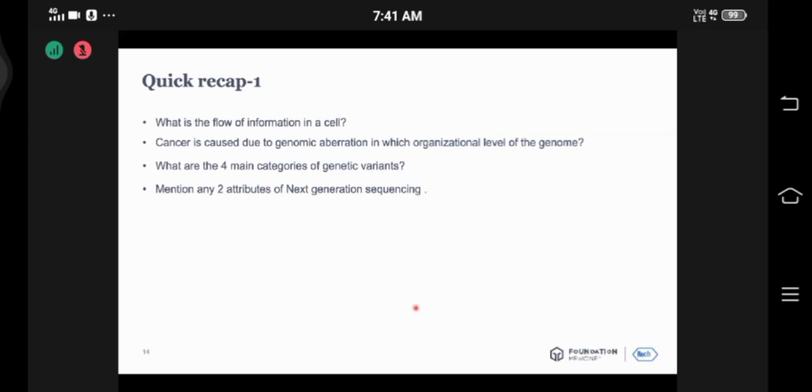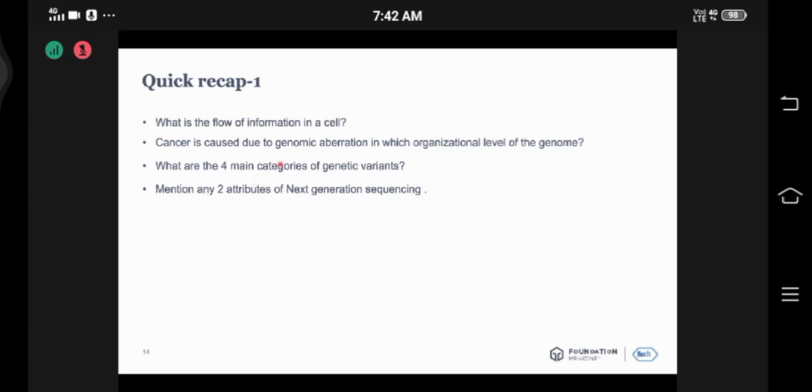So just to recap the basics so far, we all know the flow of information in a cell: DNA, RNA, proteins. These proteins act in the pathways for the normal homeostasis of any cell. So cancer is nothing but a disease caused by genomic aberration in which the organizational level of the genome is altered at multiple levels. It could be at the level of DNA, RNA, the level at which the proteins are made, and it could also be at the level of epigenetics, which we haven't spoken about. Epigenetics are basically the supporting structures which affect the way a gene is transcribed.